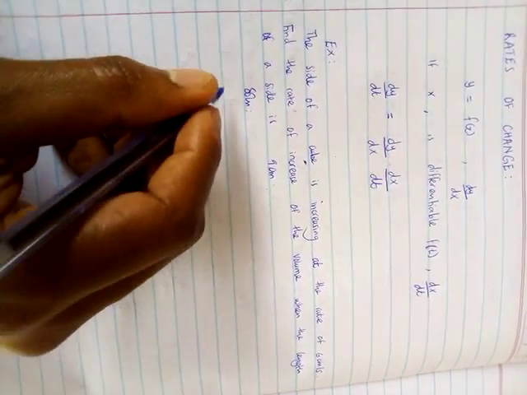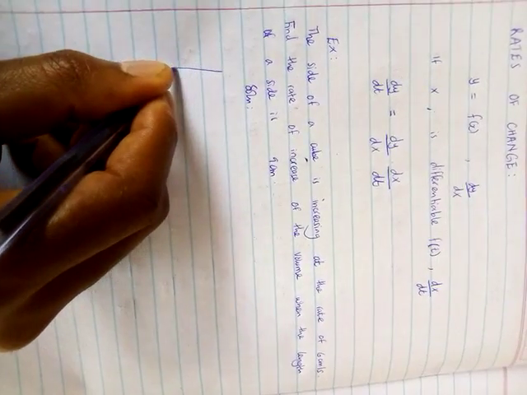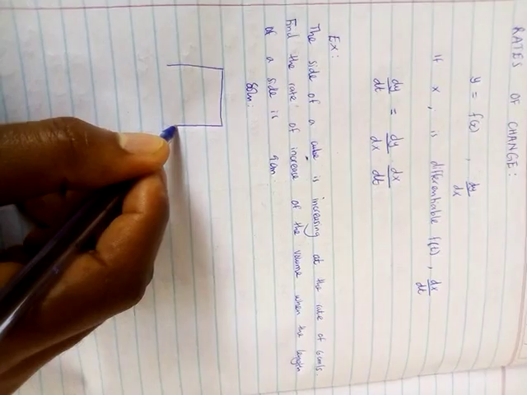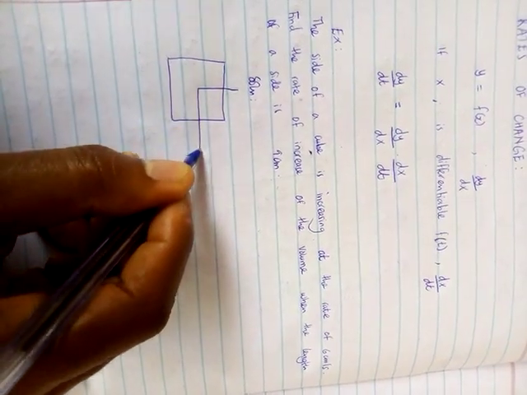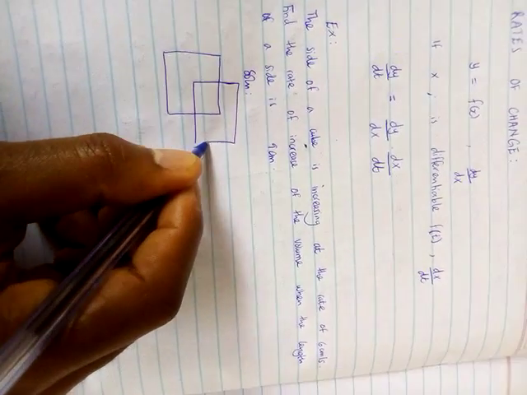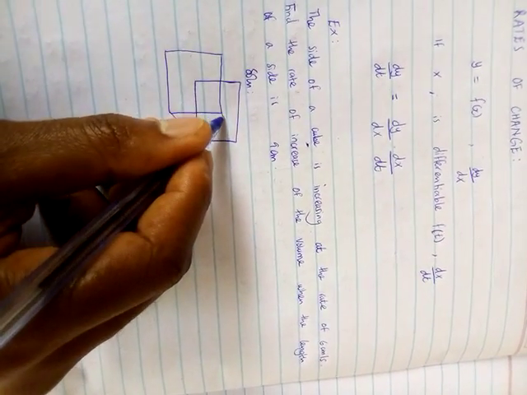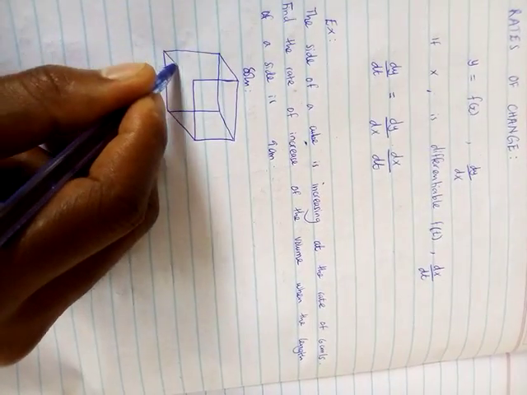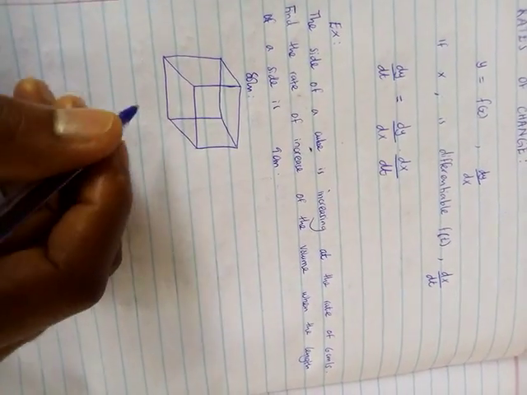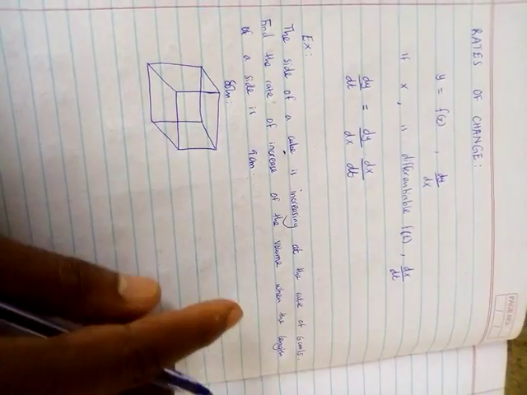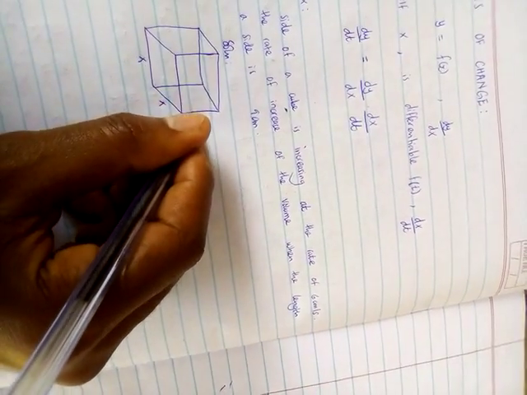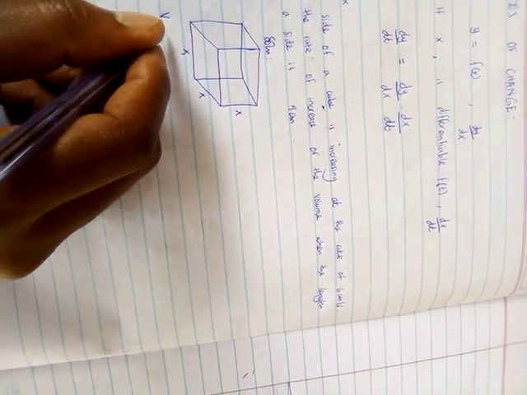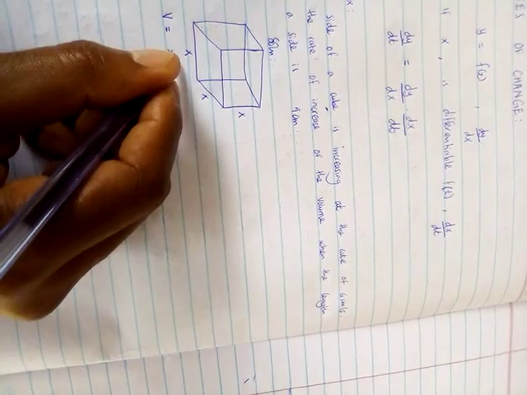If I try to draw the cube for you, let me assume I can draw a cube that you can say is really a mathematical cube. They are telling us the side of the cube is increasing, so we can let the side be x. What do I know about the volume of a cube? Volume is side cubed, and for this case it is simply x cubed.